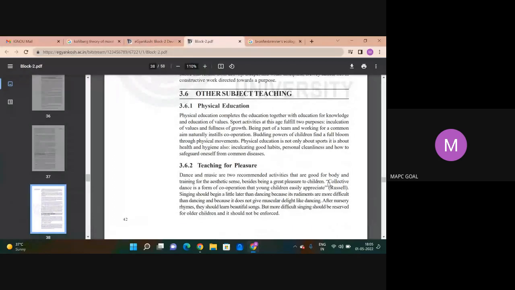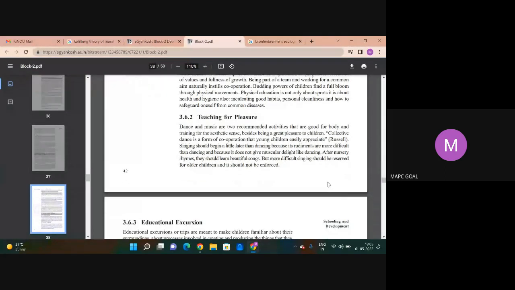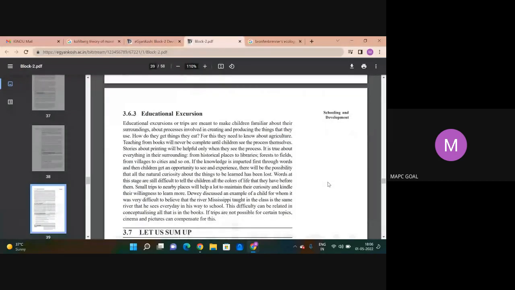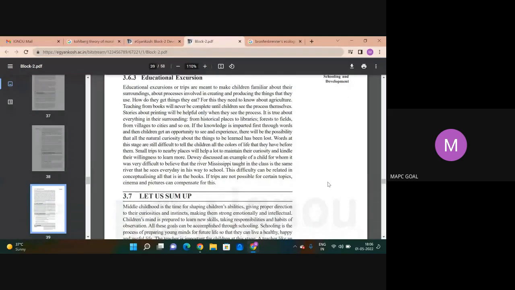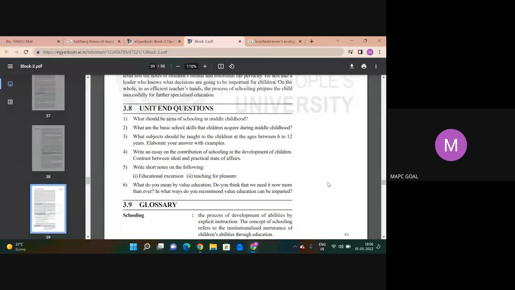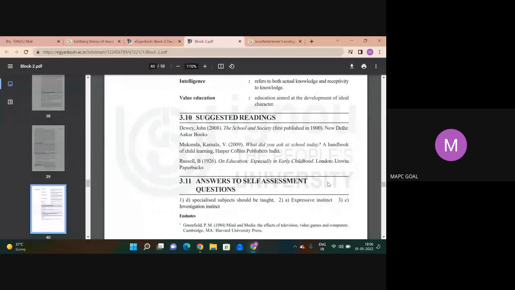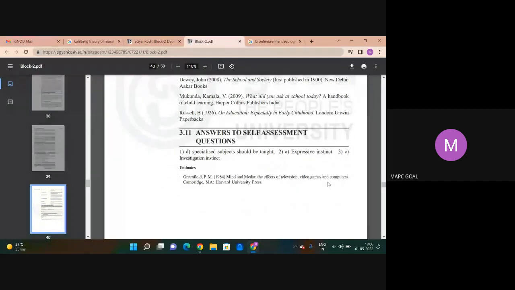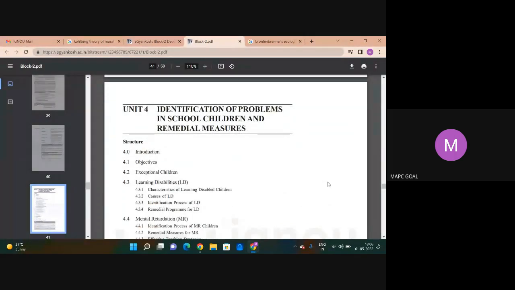Then physical education, and at the same time, teaching for pleasure. They should also teach, like we used to play as teacher and student. All these activities should also be there. Then educational excursions, so they need to visit museums, and some tours and picnics should be done for them, so that they learn by practical experience. Practical knowledge is very important because they learn by imitation. The concept of imitation you will see in MPC-003 or MPC-004, I guess. So that's unit 3.